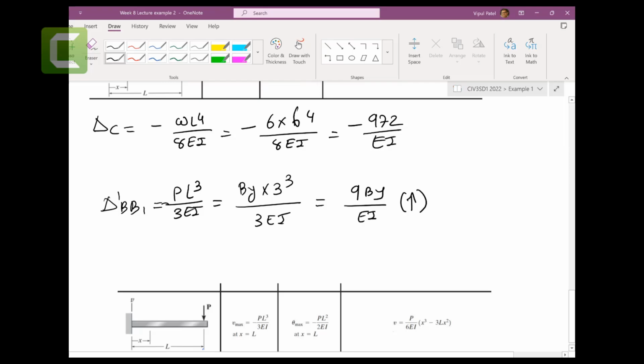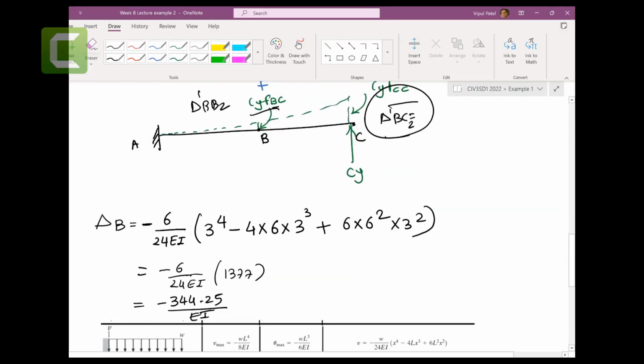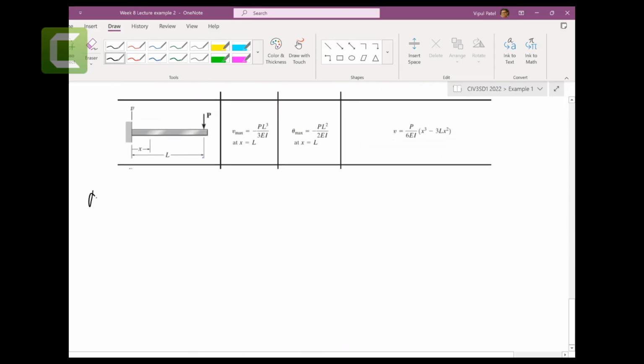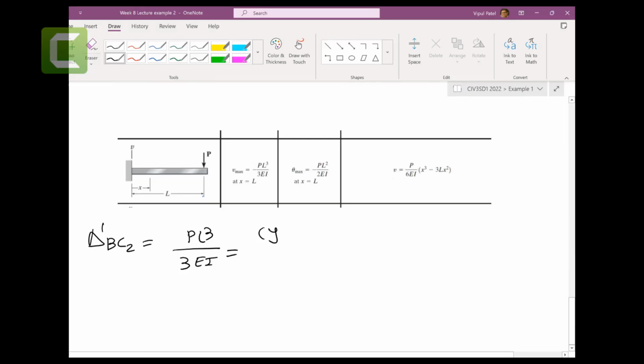And then let's find another one, this one here, delta dash BC2. That is exactly this one. So PL cubed again, going up, so it's positive. P is cy, times L cubed, which is 6 squared, 6 cubed over 3EI. So 6 to the power 3 over 3, you get 72 over EI.